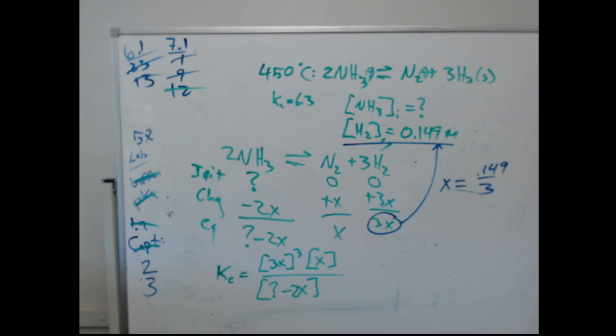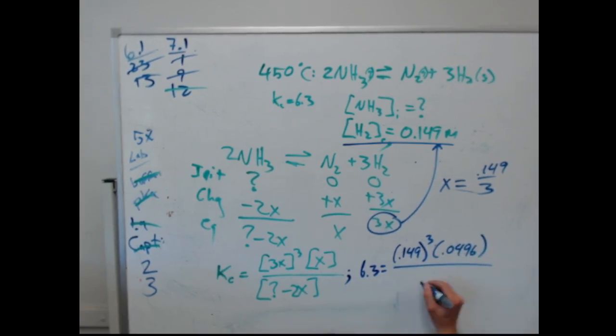So we can go ahead and do 0.149 divided by 3. That gets us 0.0496. So then 6.3 is equal to 0.149 cubed times 0.0496 divided by question mark minus 0.0993 squared.